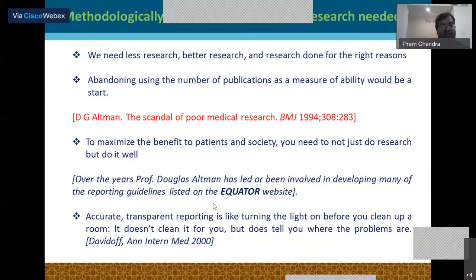I would also like to preface one more statement, given by another author published in a journal. He said accurate, transparent reporting is like turning the light on before you clean up a room. It does not clean for you, but it does tell you where the problems are. This is exactly what we need to do when we do a proper critical appraisal of any RCT. Not only RCTs, but it applies to other observational studies too.